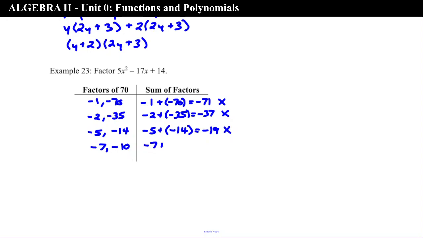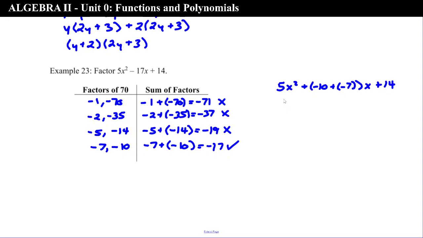We're getting closer, but that's not negative 17, so that won't work. And then negative 7 plus negative 10, that is indeed negative 17. So that's what we're going to use. We'll use negative 7 and negative 10. So let's just come over here and let's factor it. So we've got 5x squared. Now we're going to use negative 7 and negative 10 in place of negative 17. So we've got plus negative 10 plus negative 7, and all of that's going to be in front of our x, plus 14.